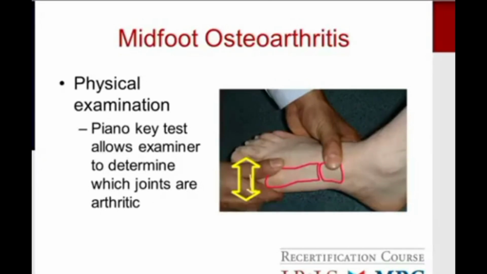And that will elicit specific pain at whichever joint may be structurally involved. This is a good test because when you do an x-ray of the midfoot, you see arthritis everywhere and it's hard to discern which joints are symptomatic. The piano key test allows you to do that by testing each joint surface in isolation.